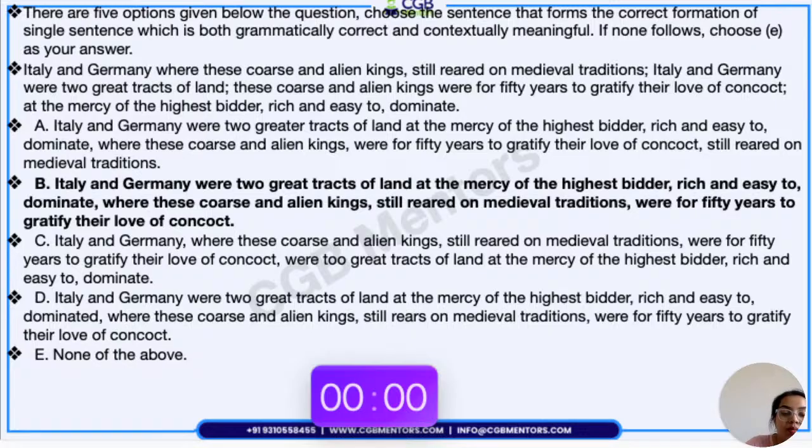Answer to this one is B. There are 5 options. We need to choose the correct formation, that means the one with no error contextually or grammatically.